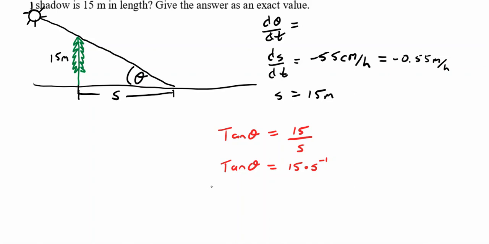Okay, so the derivative of tan is secant squared theta times d theta dt. And then this would be negative 15. You guys all right if I write this as S squared? Skip a step there. And then times ds dt.